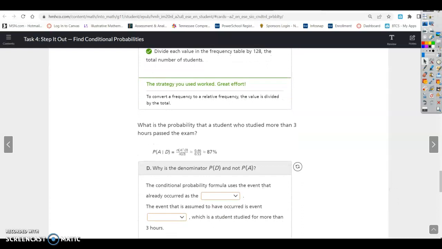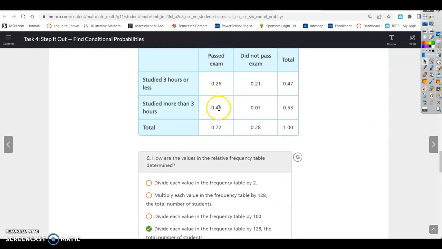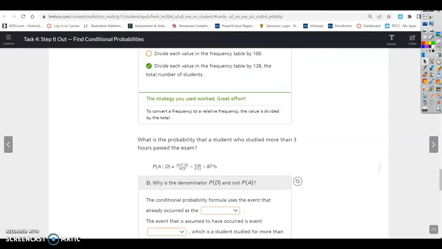All right, so what is the probability that a student who studied more than 3 hours passed the exam? All right, so we're going to look at the probability of A and D. So studied 3 hours or more and passed the exam. So this is passed the exam, and this is studied 3 hours or more.